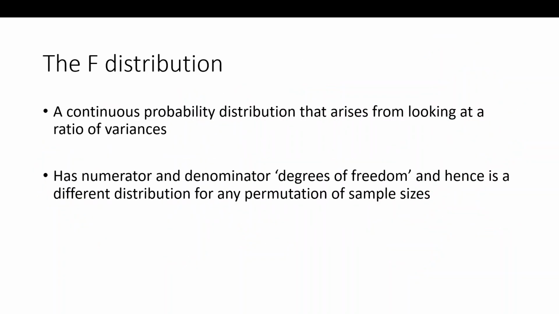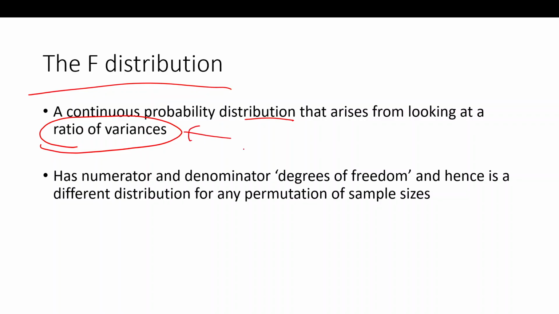So the F distribution is a continuous probability distribution. It arises from the ratio of variances. This is in part where the name analysis of variance comes from. It has a numerator and a denominator degree of freedom because it's actually going to be a ratio of variances. We have a variance on top and a variance on the bottom, and each of these has an associated degrees of freedom. So there's actually a combination of them. That makes it sort of difficult.